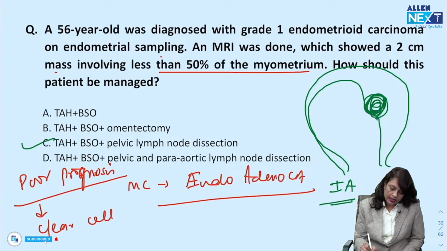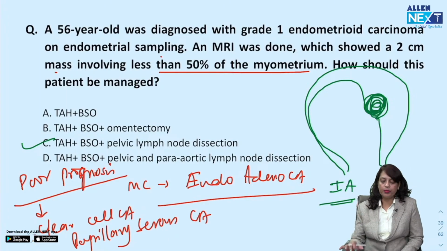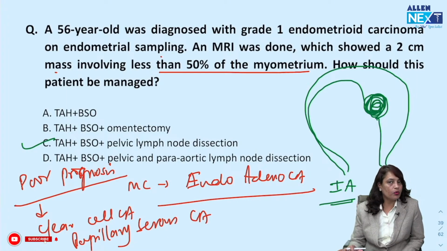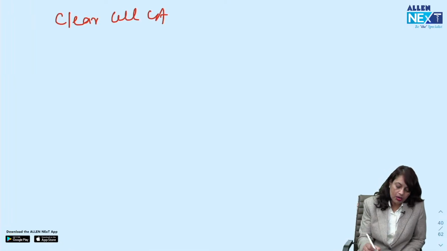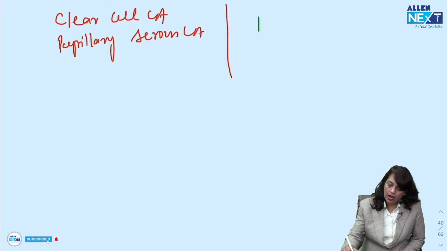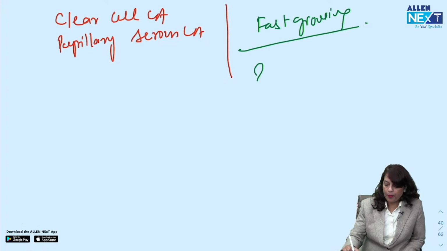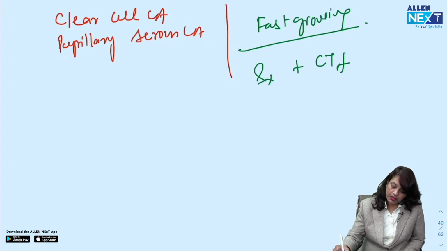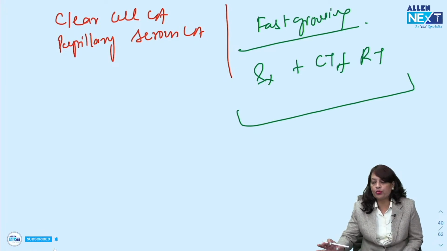Where the prognosis is poor, and where extensive surgery, chemo, radiation, everything is given, that is clear cell carcinoma or papillary serous carcinoma of the endometrium. That carries the poor prognosis and they are fast growing tumors. So apart from surgery, chemotherapy and radiotherapy are also given for these tumors. Still the prognosis is bad.